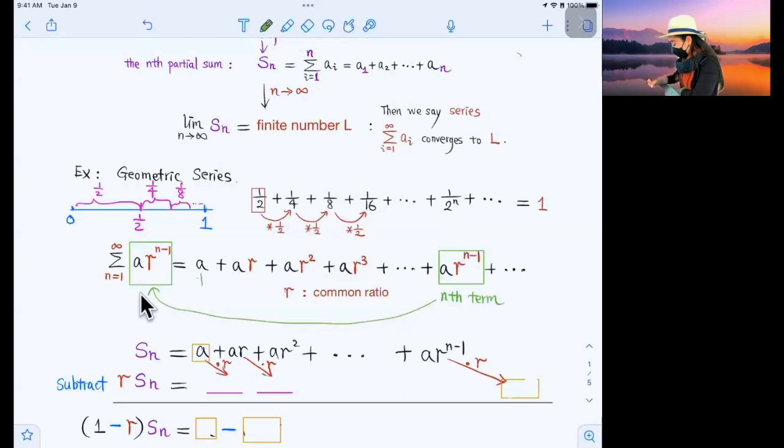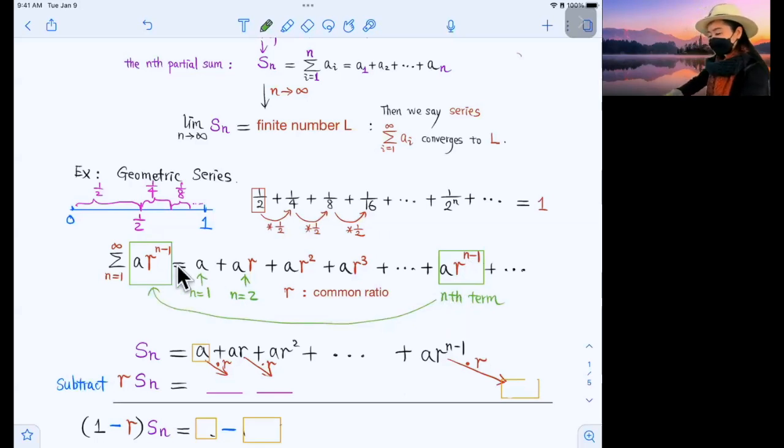Okay. For example, this one here, n is equal to 1. If you substitute 1 into n, the 1 minus 1 is 0, R to the 0 is 1, so it is A. So when n equals 1 it is A, n equals 2 is AR. So you see the exponent here on R is always 1 less than the index, right? Okay. So this is a short notation to represent the series.